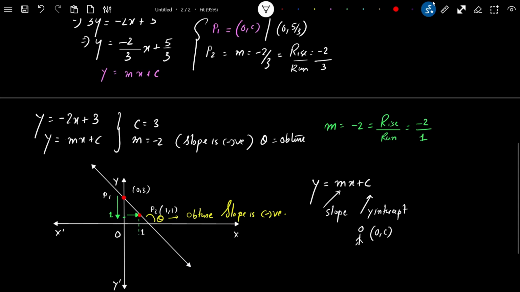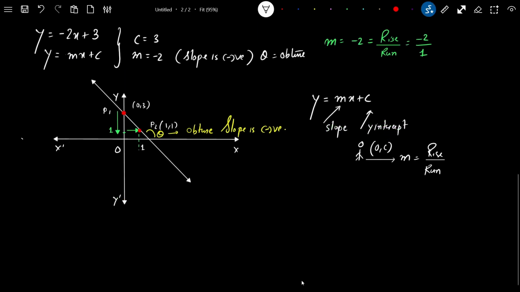Position yourself at 0, c, and after that follow m, which is rise over run. If you have a positive rise, go upwards. If you have a positive run, go rightwards. If you have the opposite case, that's a negative rise, go downwards. If you have a negative run, then go leftwards.